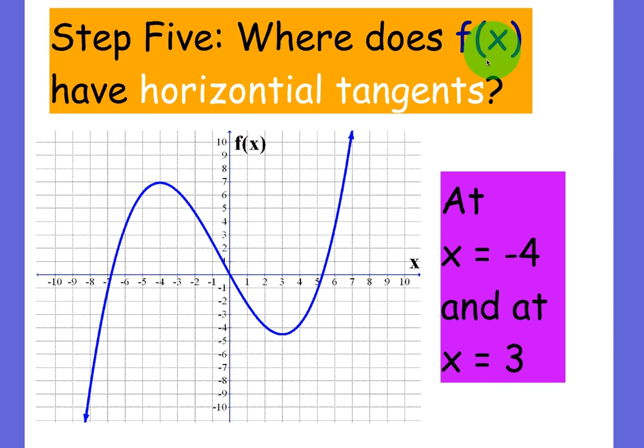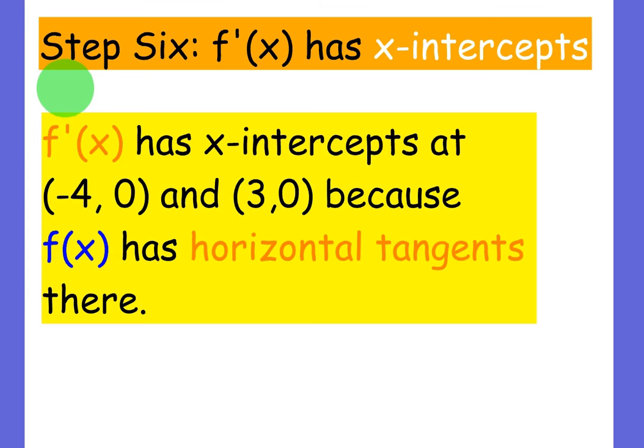Step 5, where does f of x have horizontal tangents? Well, we can see it has one right here, and it has one right here. So at negative 4 and at 3. What do you think that means for the derivative? Well, if the slope of the tangent lines equals 0, then the derivative equals 0, meaning the derivative is going to cross or touch the x-axis. So for step 6, f prime of x has x-intercepts. F prime of x has x-intercepts at -4 and at 3.